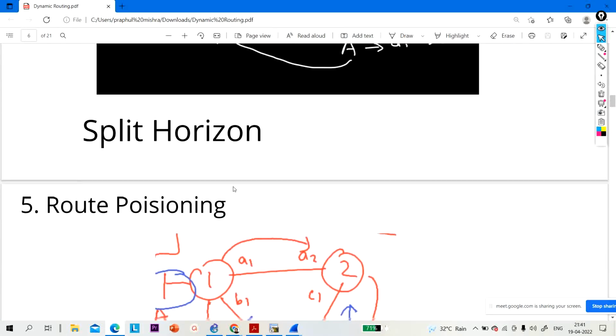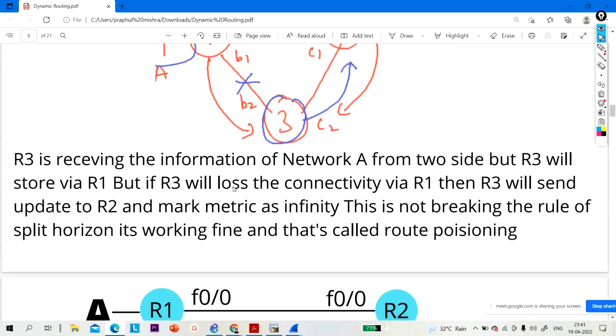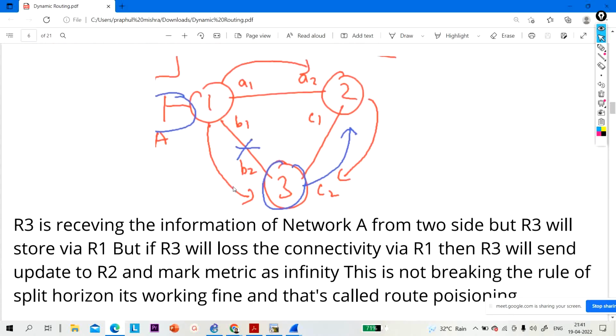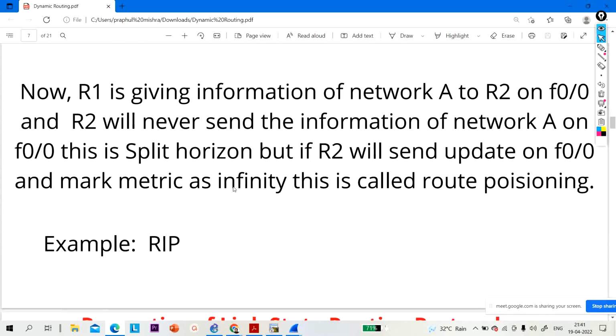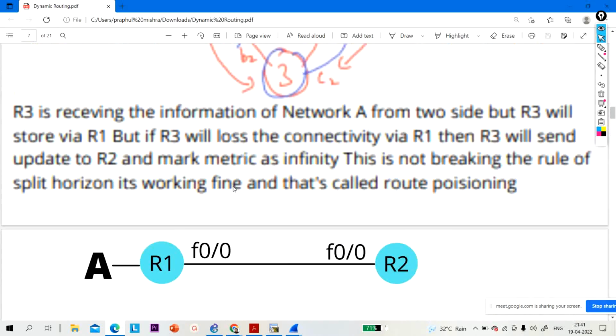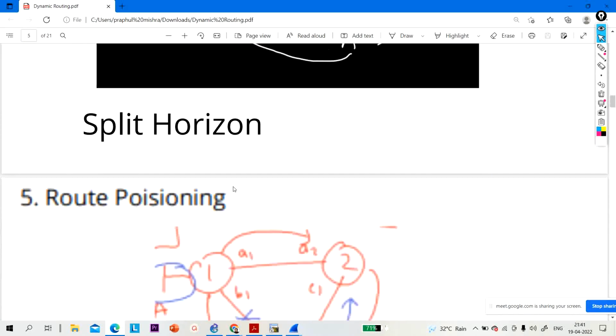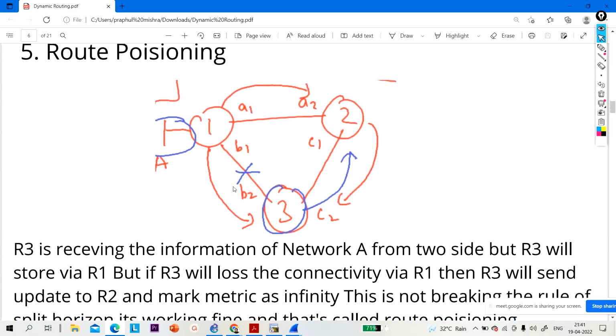This is split horizon and route poisoning. Let's see what route poisoning is.